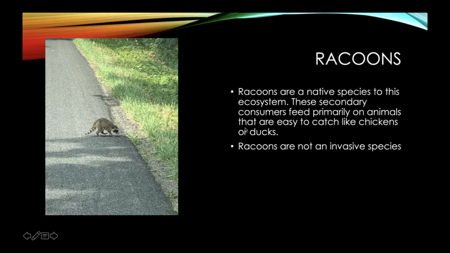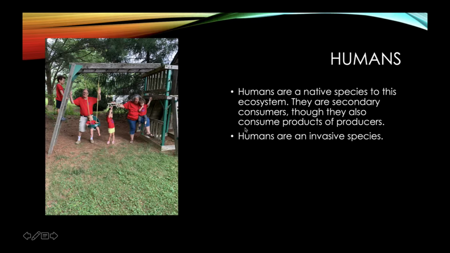Raccoons are a native species. They are not an invasive species, and they're a secondary consumer who feeds primarily on animals that are easy to catch, like chickens or ducks. Humans are a native species to this ecosystem. They're secondary consumers, although they do consume products of producers. Humans are an invasive species.